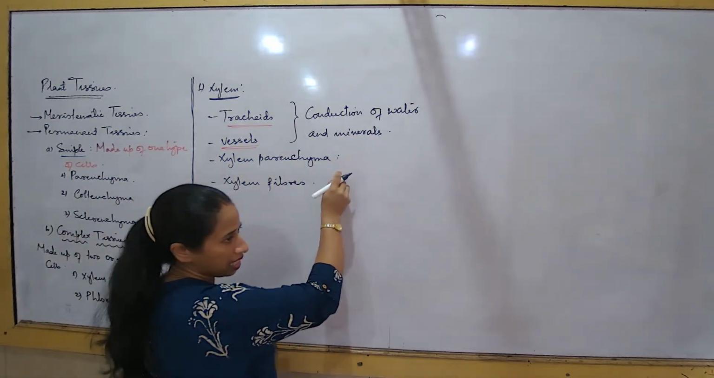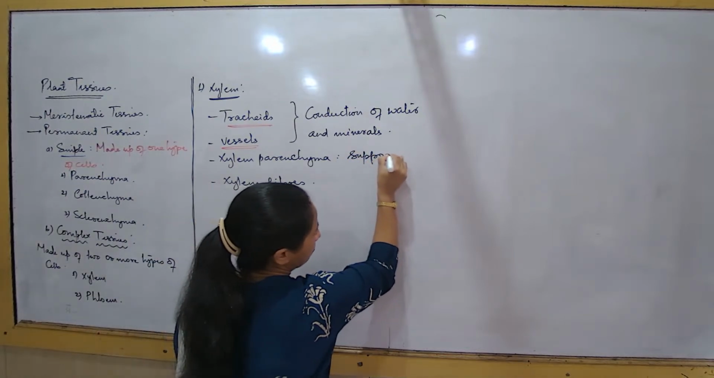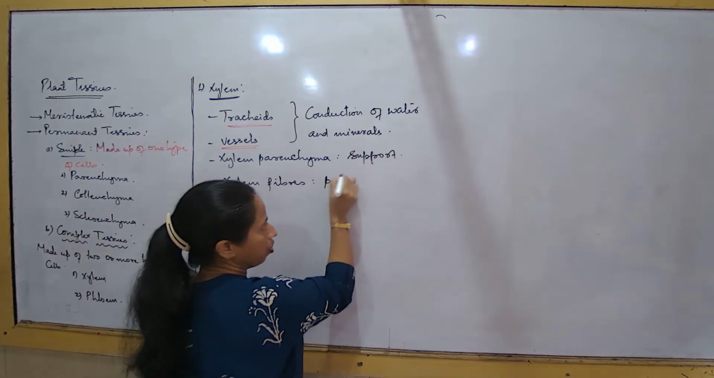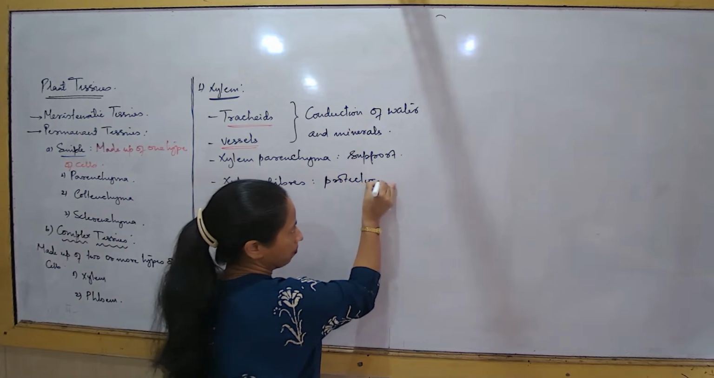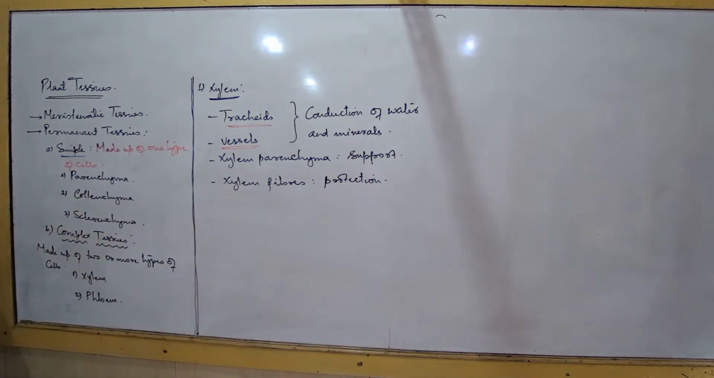These xylem cells, the parenchyma cells, are majorly meant for support. Fibers are majorly meant for support and protection. So now, when I talk about the xylem, what cells does it have? Tracheids, fibers, xylem parenchyma, xylem fibers: four types of cells.